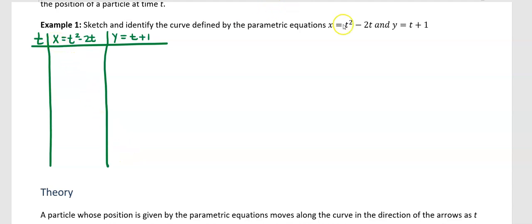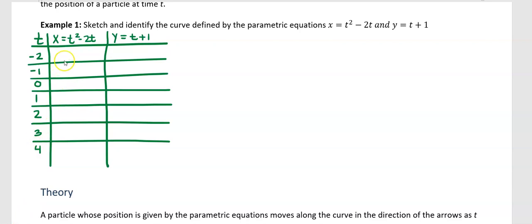The x values come from the equation t squared minus 2t. So for this first table, I'm writing out how I'm getting the x values at the top, just to make it really clear for you. The y values come from the equation t plus 1, which I also wrote out at the top. So because we're not being told what values of t to use, we're just going to choose a few to see if we can get a nice sketch of this curve. So I'm going to choose the values -2, -1, 0, 1, 2, 3, and 4.